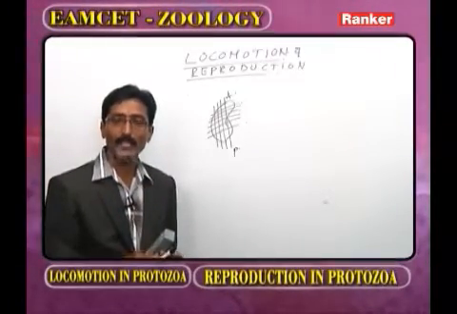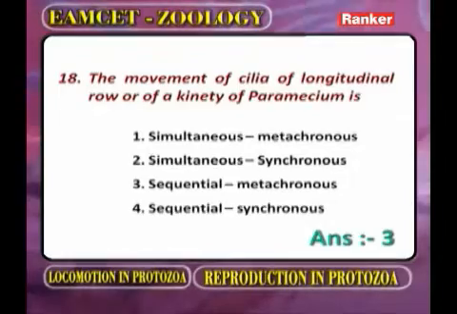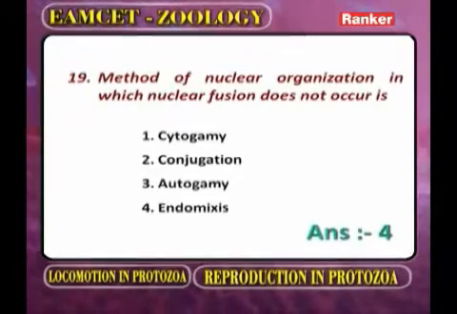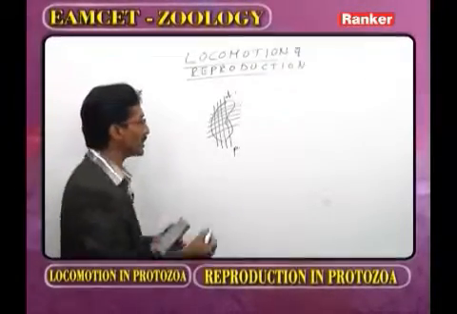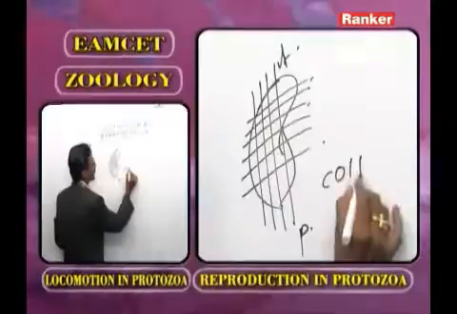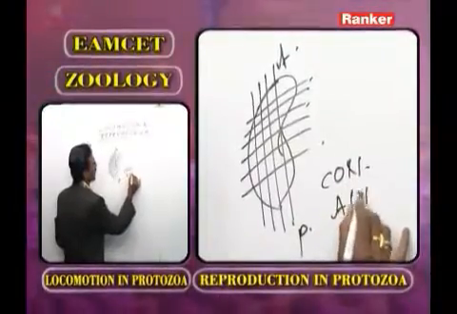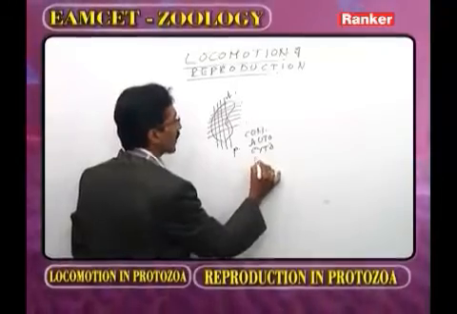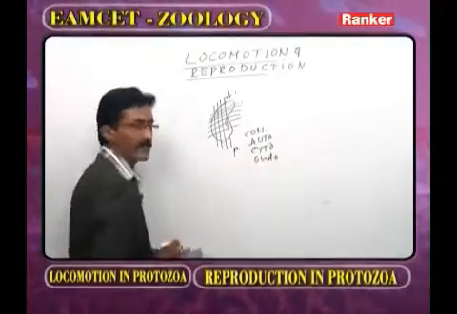Now you have to observe the third option, which we call the sequential, also called the metachronous. Now we go for the next question. Method of nuclear organization in which nuclear fusion does not occur. Now, as we observe the methods of sexual reproduction, one we call conjugation, the second autogamy, the third cytogamy, and the last endomyxis.